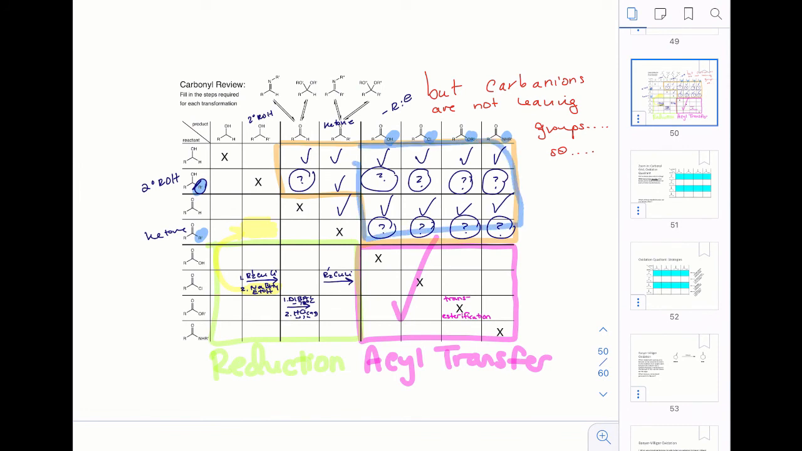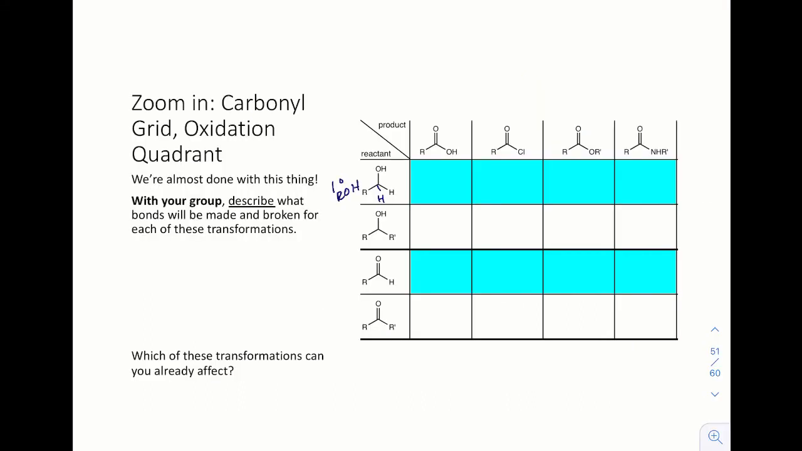Let's get to this oxidation quadrant, top right. With a friend or with yourself, go ahead and describe the bonds that are made and broken for all the transformations described by this quadrant of the grid.